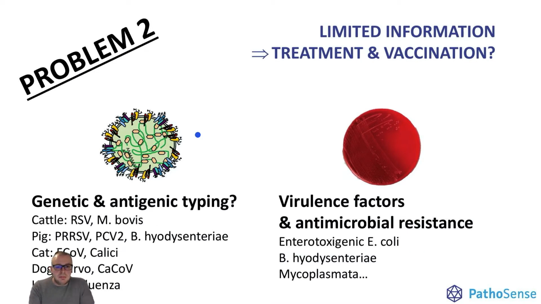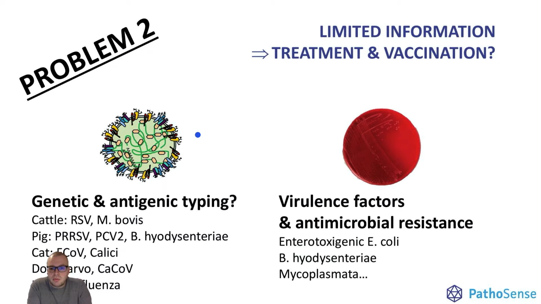The second problem that we see is that veterinarians are, of course, very critical. We are not only interested in a positive or a negative result, we also want to know information on the strains that we pick up with the diagnostics. Let me give you some concrete examples. If we pick up a PRRSV in the lungs of a pig, we want to know if it's a wild-type strain or a vaccine strain.